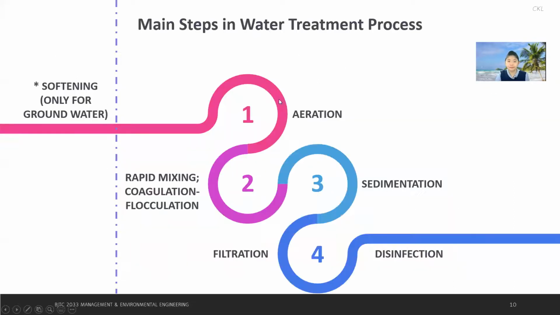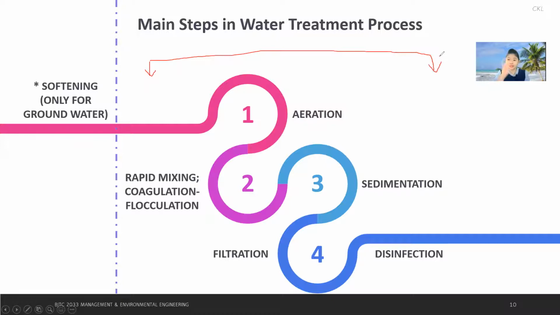Okay, right. And then this is the main step that we have in the water treatment process. Okay, generally no matter whether you have softening plants or filtration plants, both of these have a similar process. Okay, it's the same process that we have. Okay, exactly like for this part.